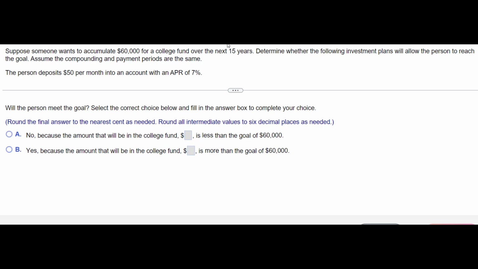So we have a scenario here. This person is depositing $50 every single month for 15 years into an account with an APR of 7%. What we're asked to do is determine if this person will have $60,000 in this scenario in order to go to college with this particular college fund.